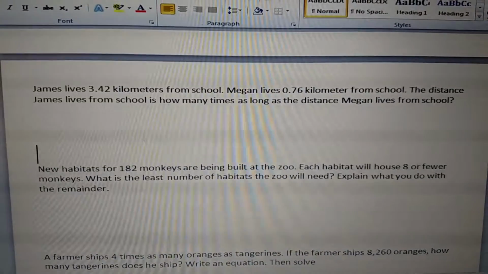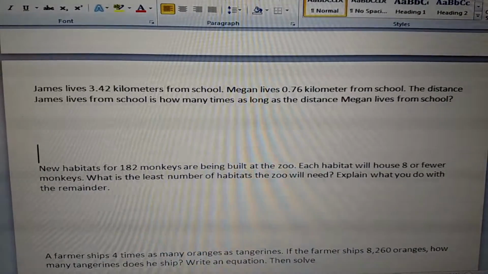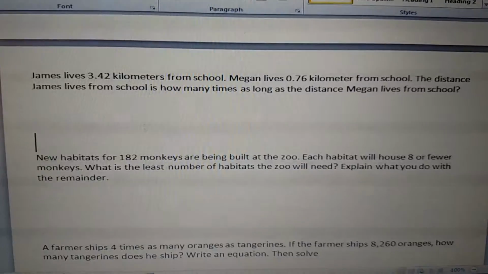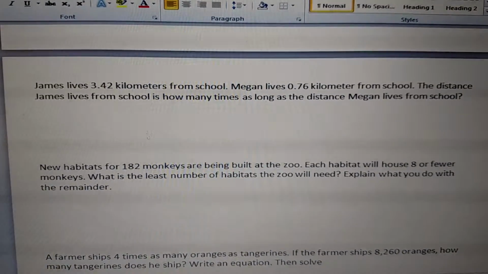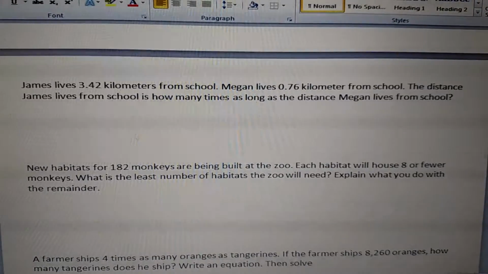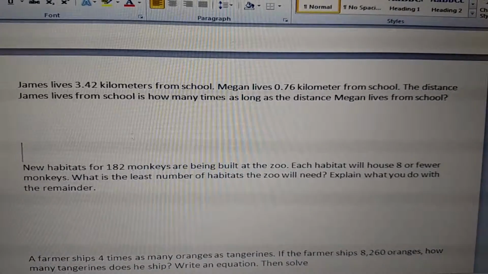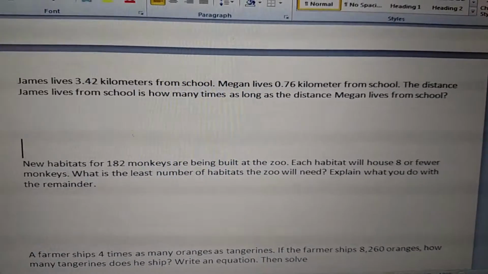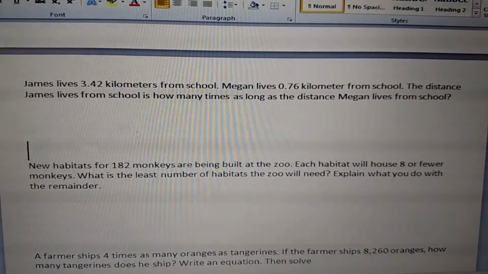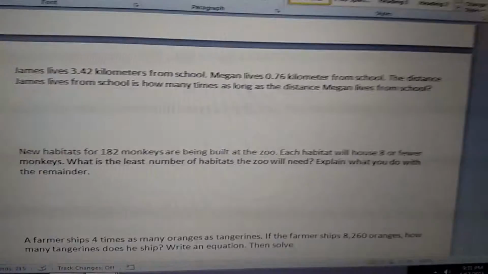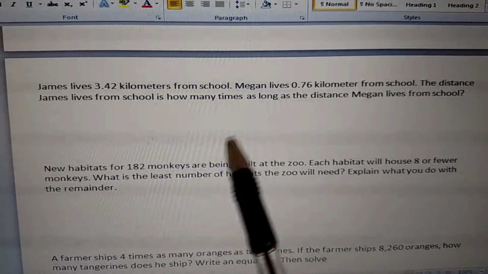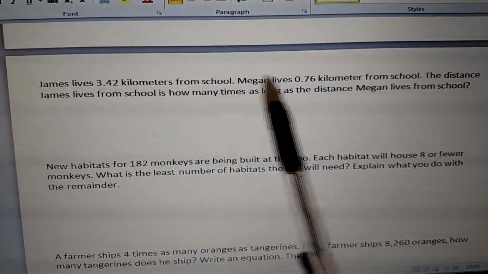I'm going to try to make this video relatively short, so I'm going to go through these 5 word problems in hopefully about 5 minutes. Here's the first problem. James lives 3.4200 kilometers from school. Megan lives 0.7600 kilometers from school. The distance James lives from school is how many times as long as the distance Megan lives from school? So we're trying to figure out how many times as big this is compared to this.